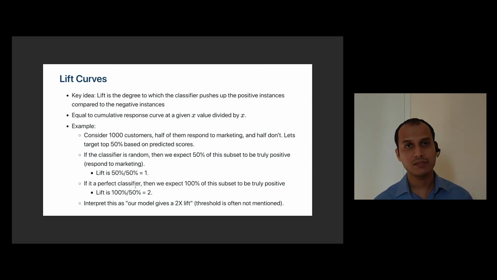But if it's a perfect classifier, where we know exactly who is going to respond to my marketing ad, that's the prediction of the perfect classifier. Then we expect 100% of this subset to be truly positive because of the way our data set is. And so here the lift is going to be 2. You might have seen at some places people talk about how our new model is going to give a 2x lift. This is a type of statement you can make when you compute a lift curve.